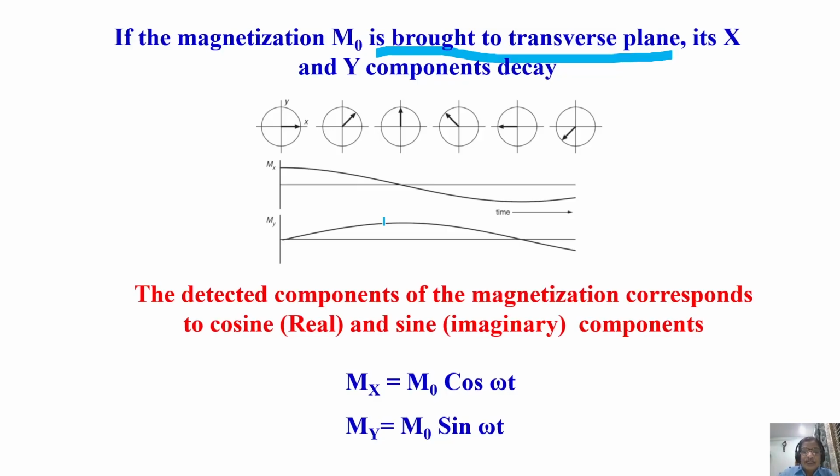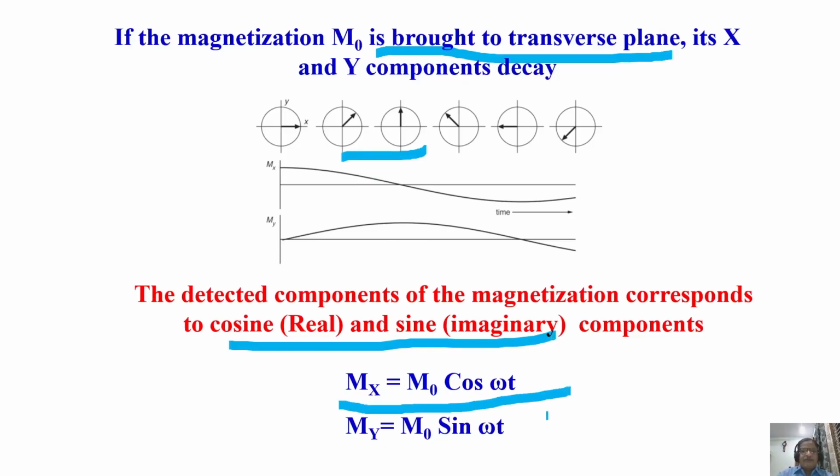So the detected signal here, the time domain signal, we can resolve into two components, cosine and sine, real and imaginary components. This we can represent by a simple equation like this. This we already knew earlier also. An oscillating wave with an amplitude and a frequency is always represented like this.